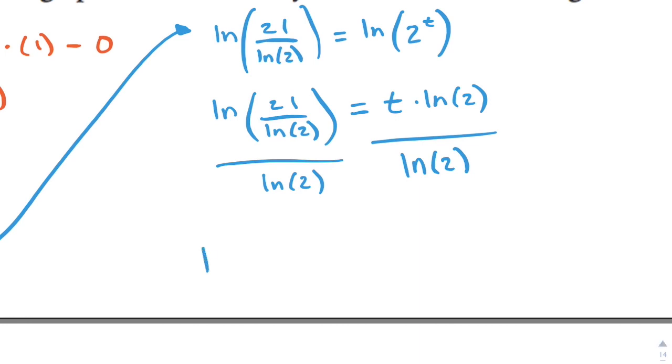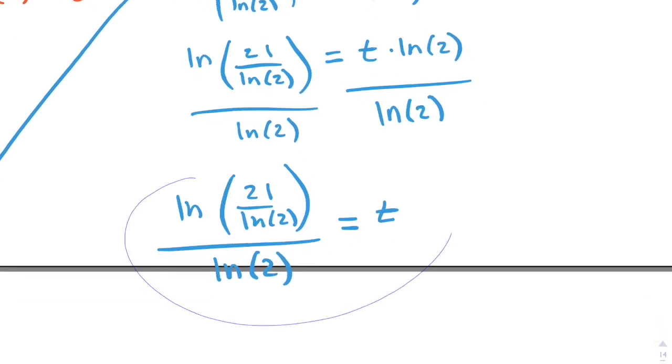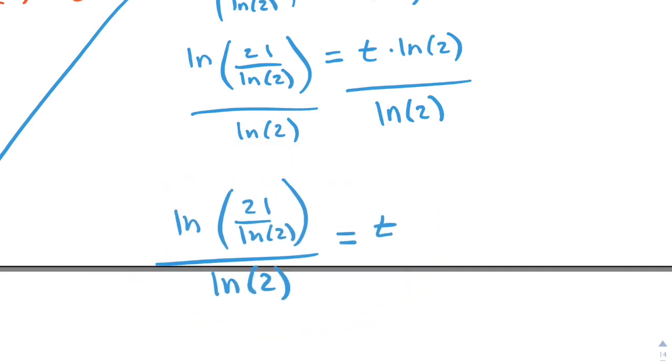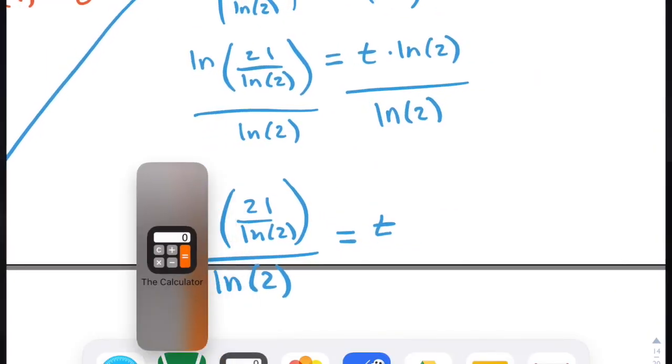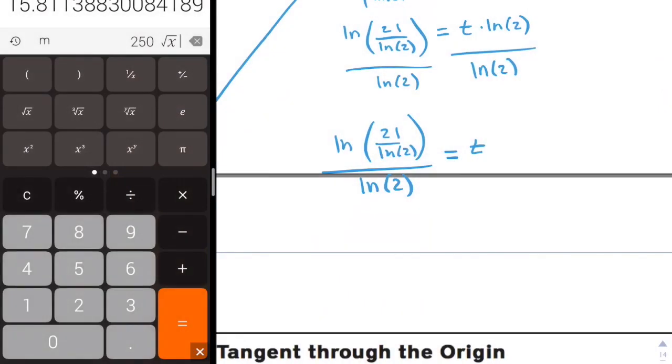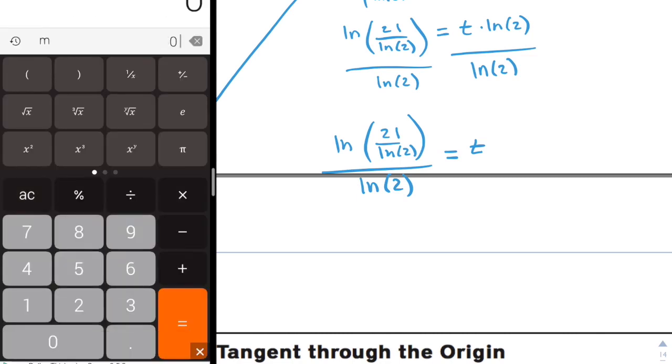And I'm left with ln of 21 over ln of 2, all over ln of 2, is equal to time. Okay, one step at a time. Here's my suggestion. When you enter it in your calculator, there are some things that you can do.